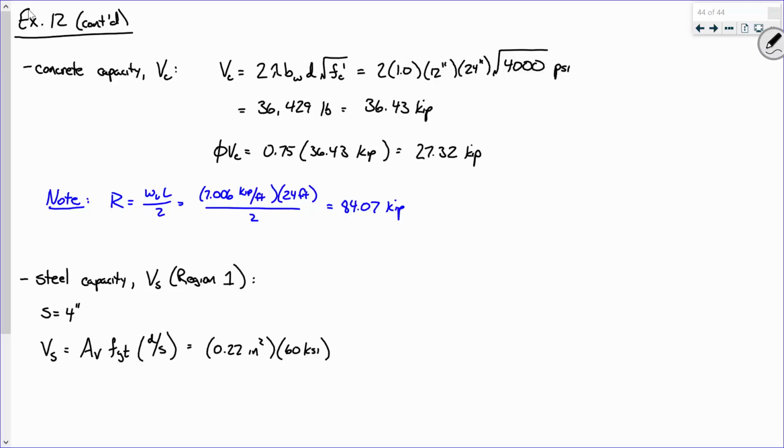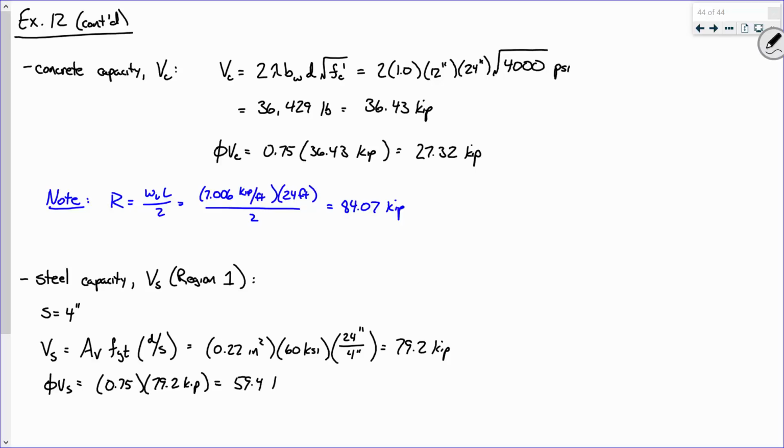And then d over s, d is 24. Okay, so 24 inches over 4 inches. All right, so what is that? 79.2 kips. All right, so that's Vs. What is phi Vs? It's going to be that times what? All right, so that is 79.2 kips.